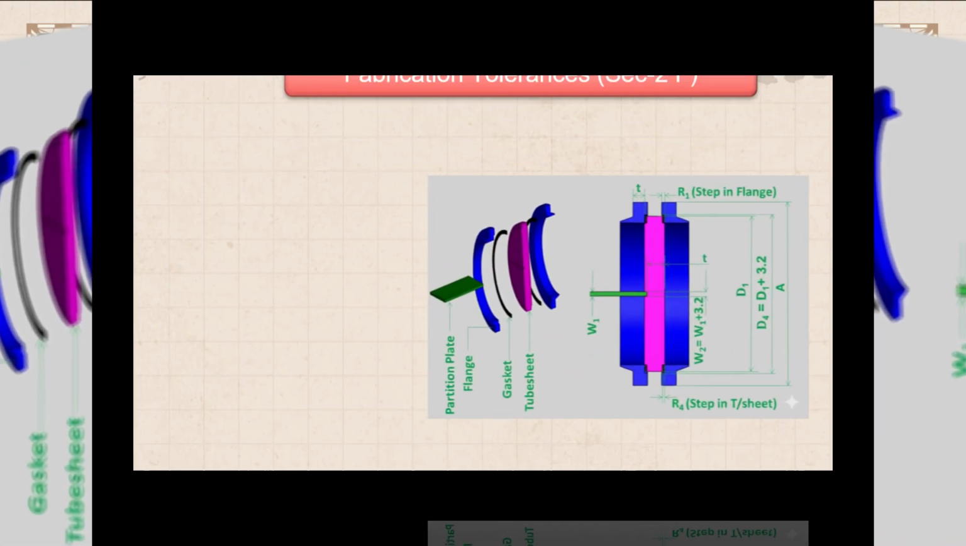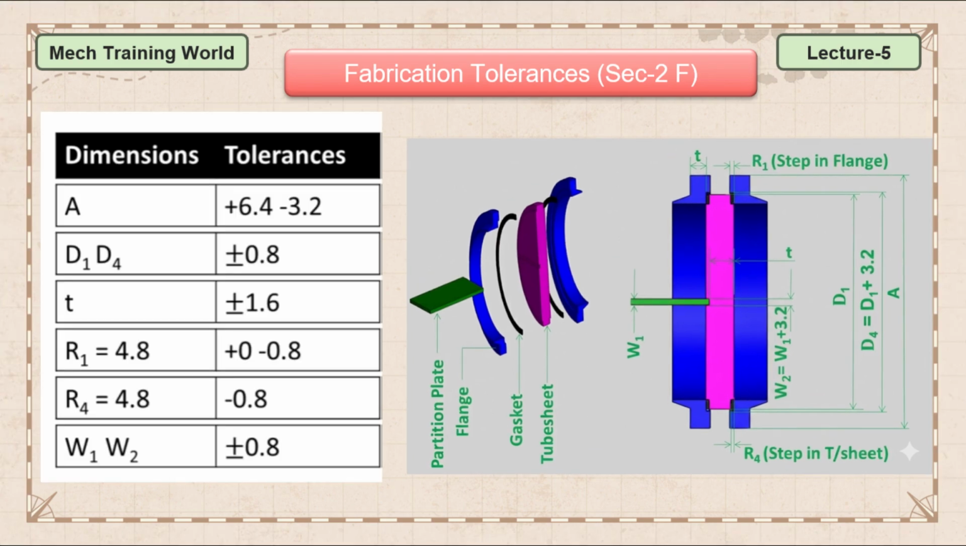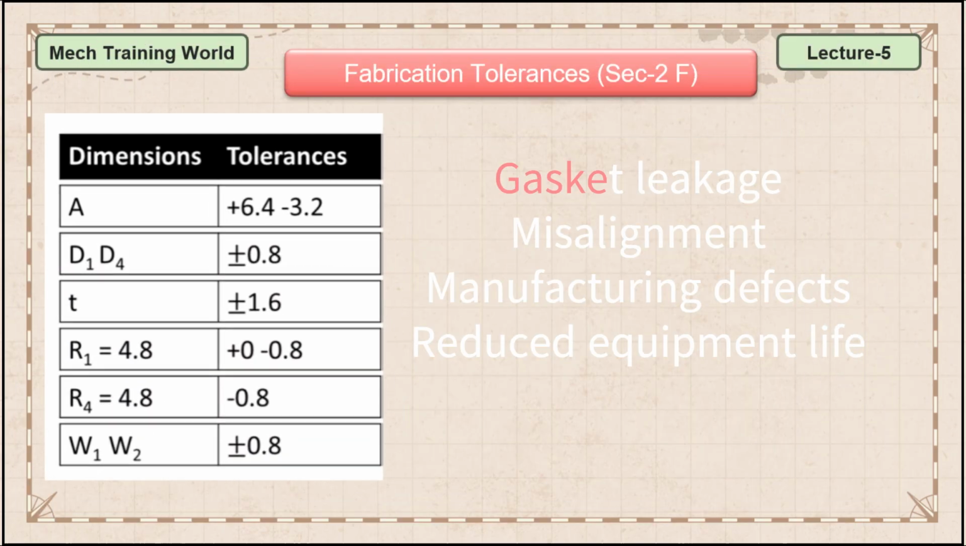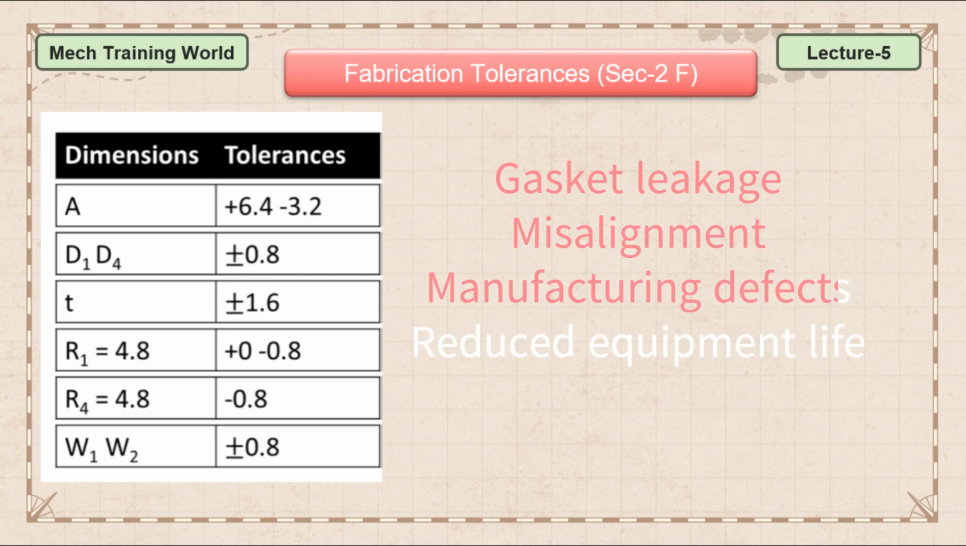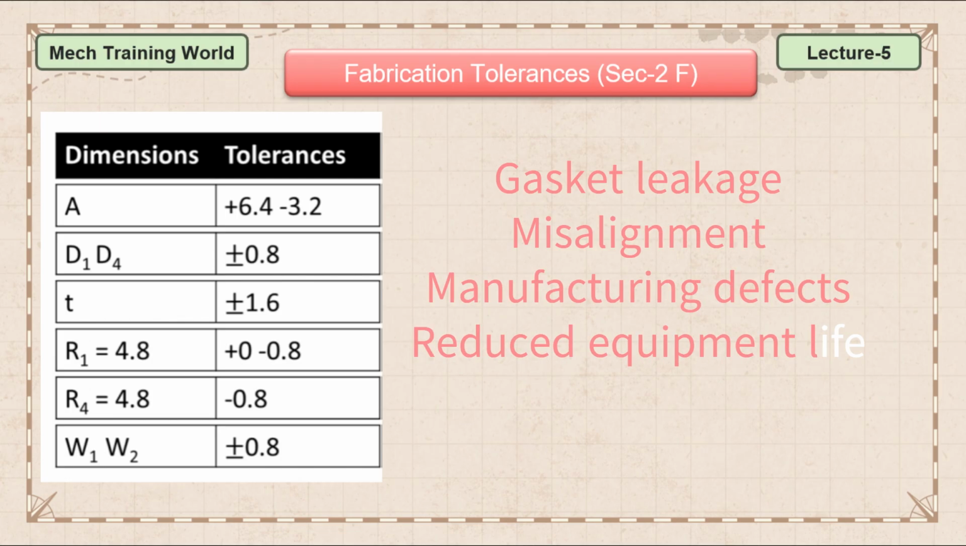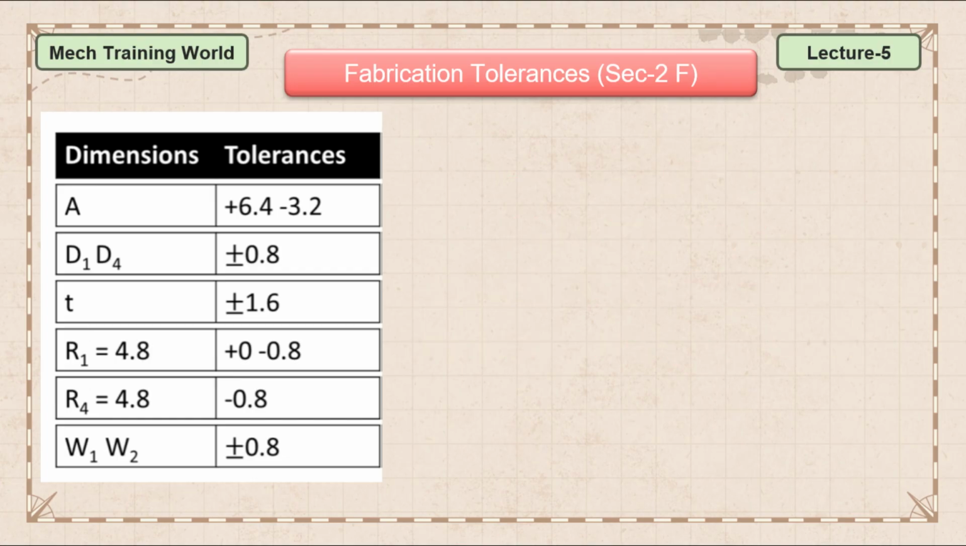For each and every critical dimension, the allowable tolerances are clearly specified in the TEMA tables. Always follow these industrial allowable tolerances strictly. Ignoring them may lead to gasket leakage, misalignment, manufacturing defects, and reduced equipment life. This is all about fabrication tolerances.